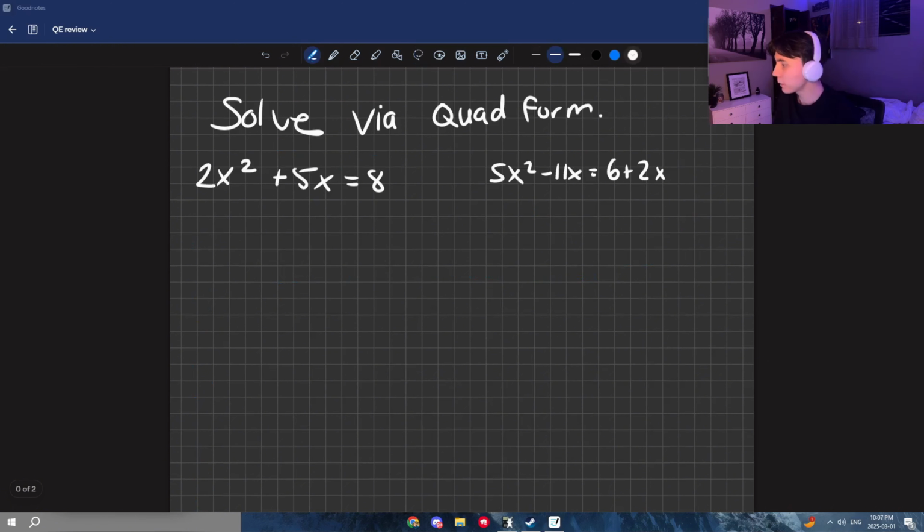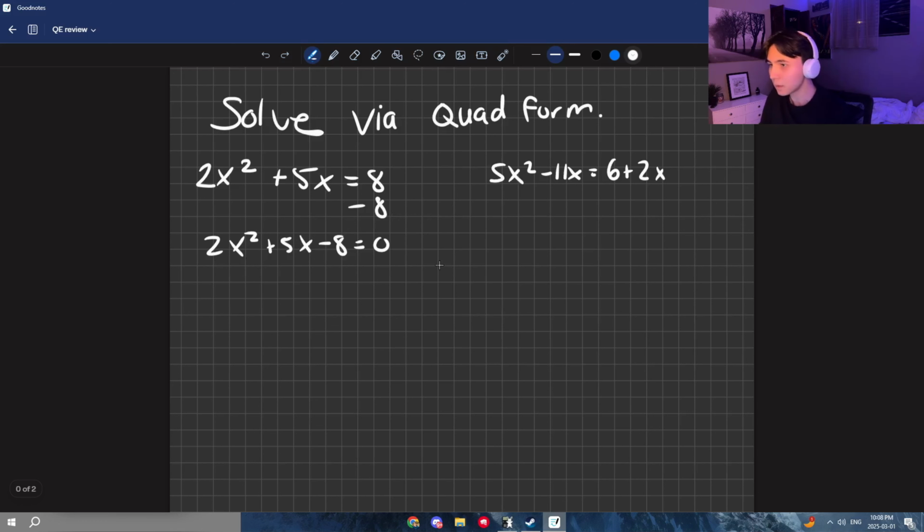Alright, so now we're going to solve by using the quadratic formula. We need to have an a, b, and c value. So we're just going to subtract 8 here, and we're going to get 2x squared plus 5x minus 8 equals 0. It's essential that our right side is equal to 0, because the quadratic formula doesn't work if it's not equal to 0.